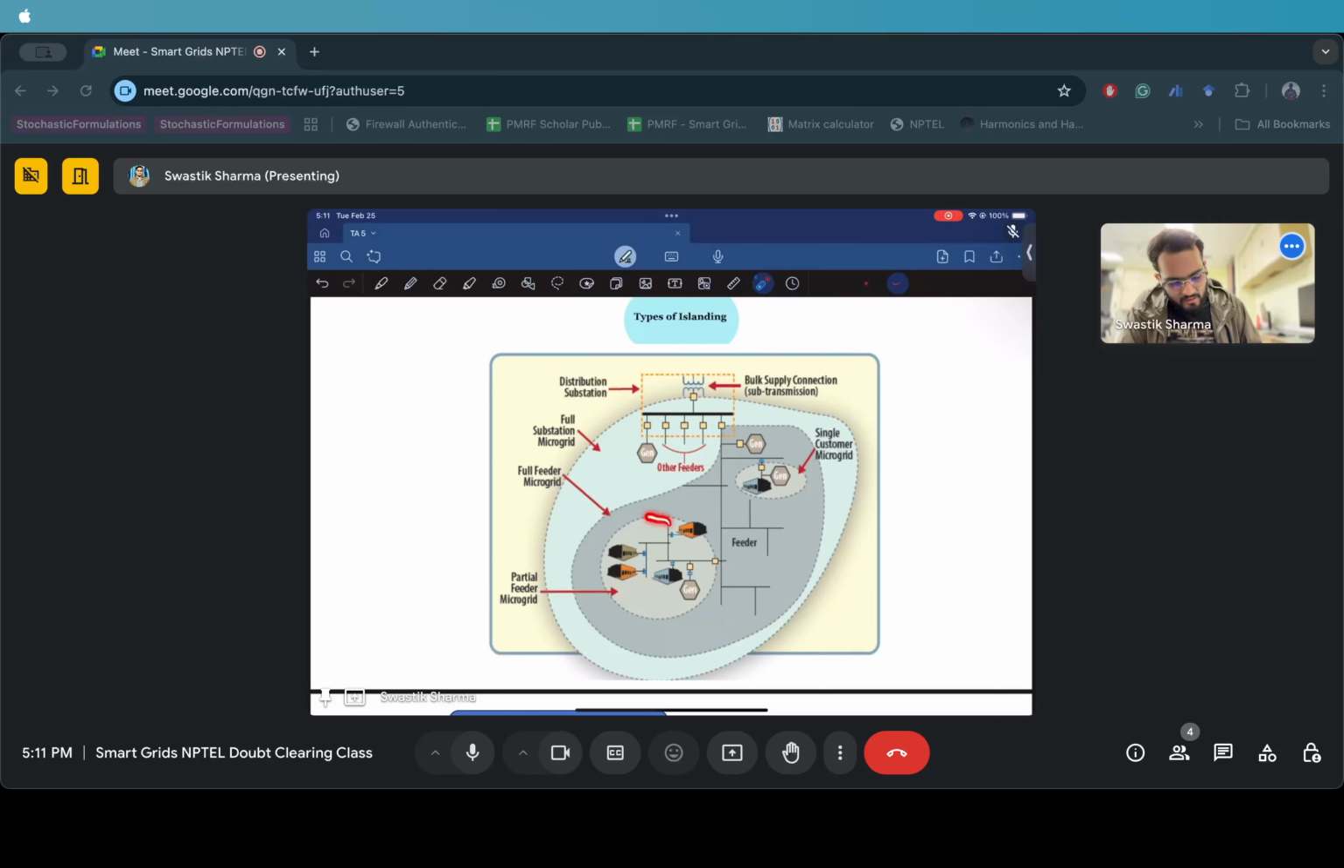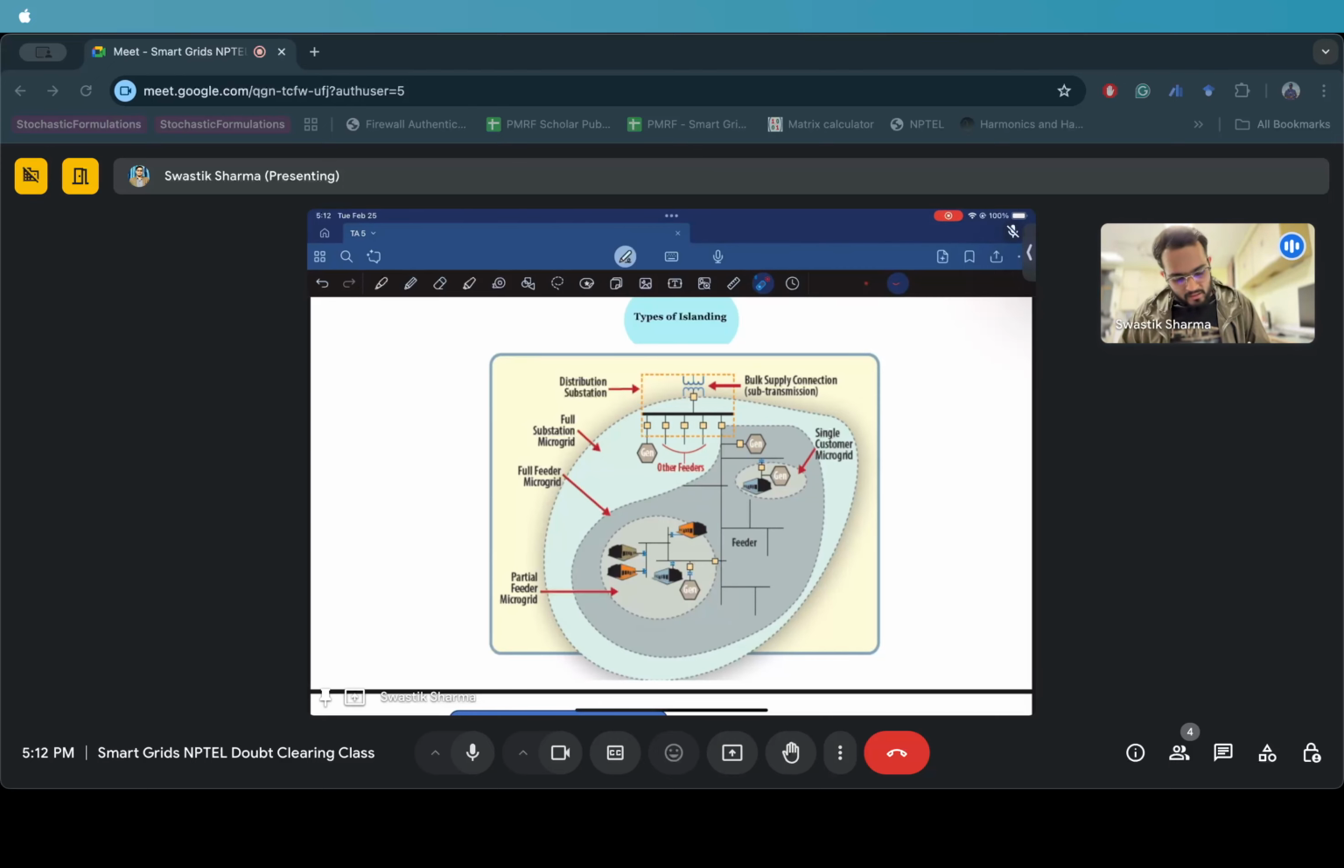Here we have multiple houses connected to a single feeder connection where there is localized generation available, and we can have one household which has its own generator too, right? So this generator empowers this household, and this generator empowers a group of households, right? So there can be a single customer microgrid where there is only localized generation available to a single customer, and there can be a partial feeder microgrid where there is localized generation available for multiple customers.